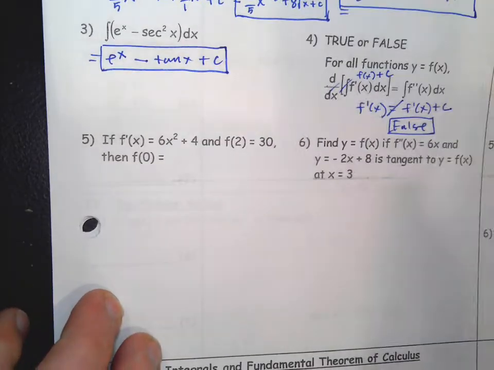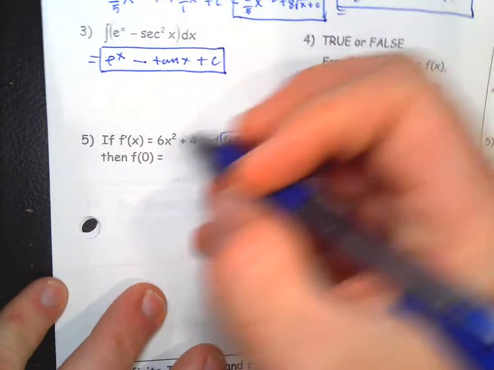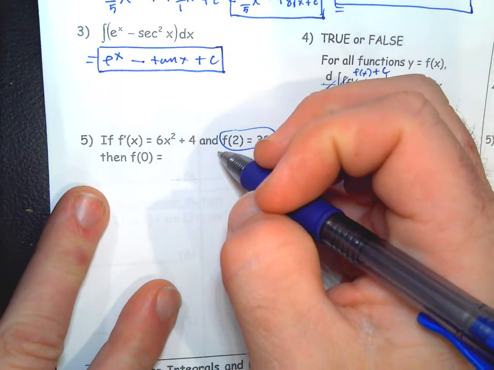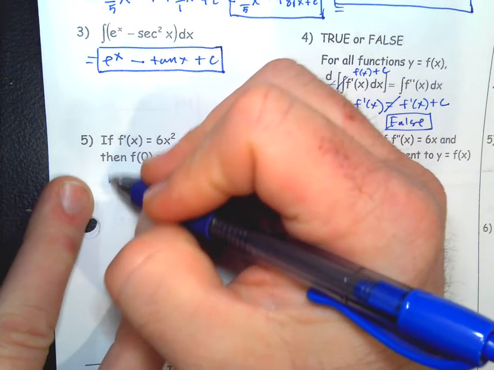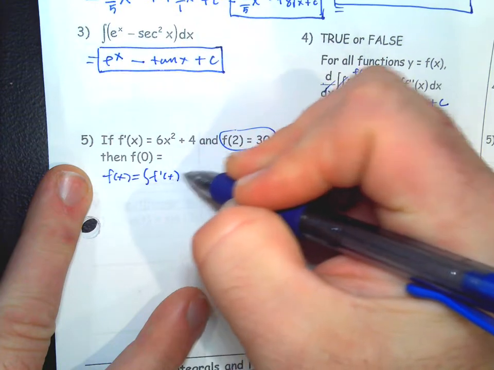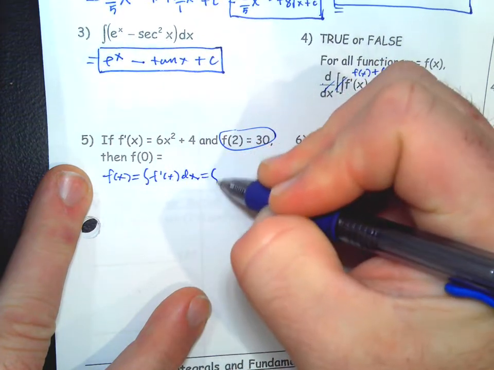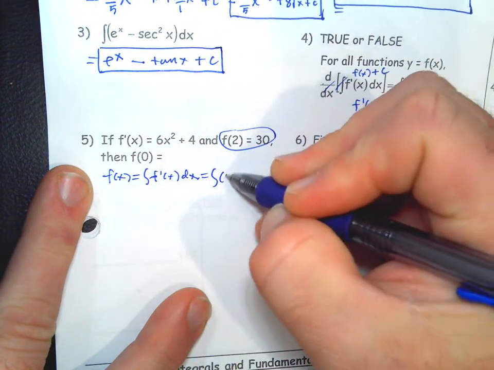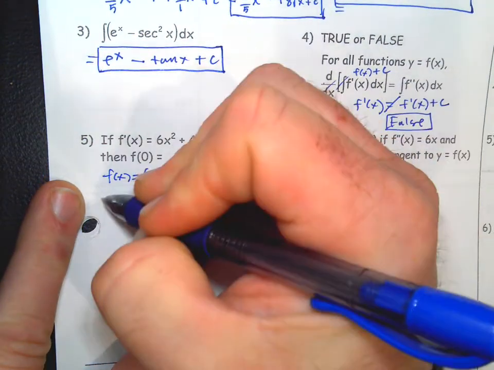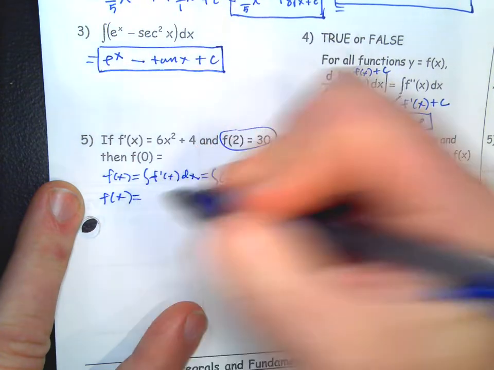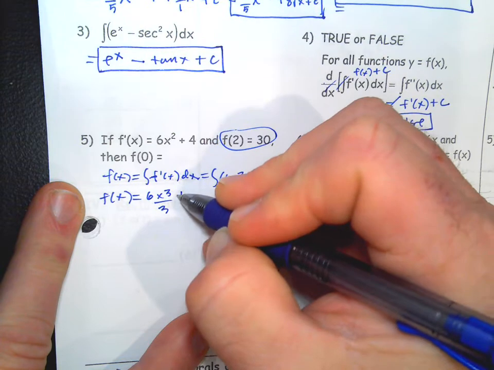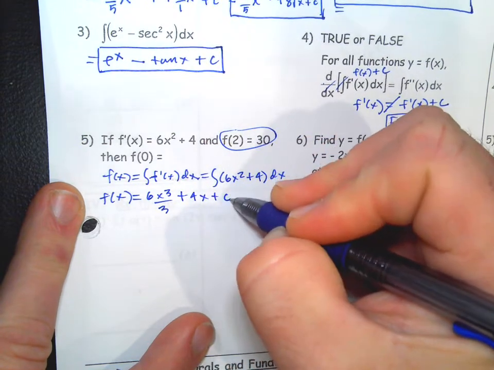Okay, next one, I'm giving the derivative and an initial condition. We're going to try and find the original function, and then plug 0 into it. So f of x is going to be the integral of f prime of x, which is going to be the integral of 6x squared plus 4. So that's going to be 6x cubed over 3 plus 4x plus c.